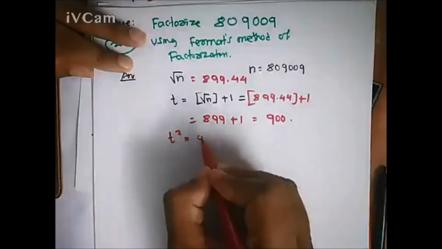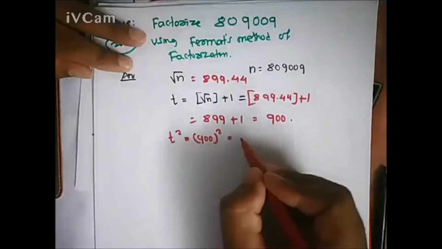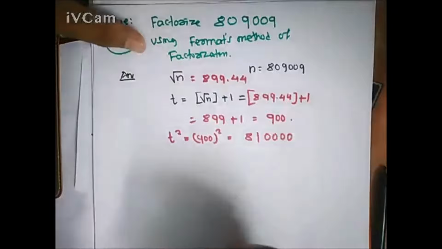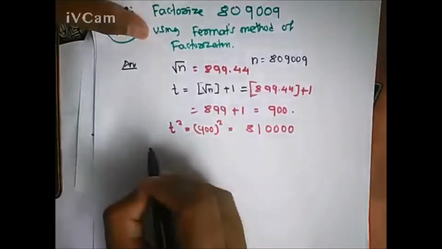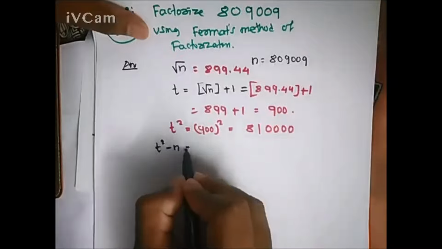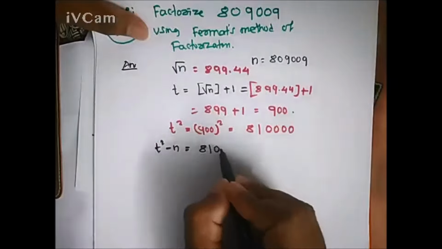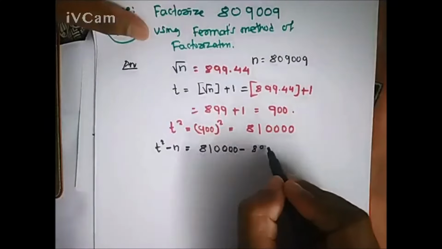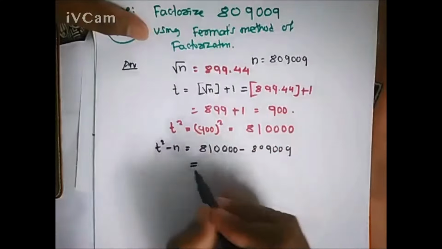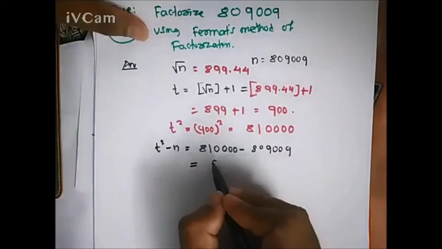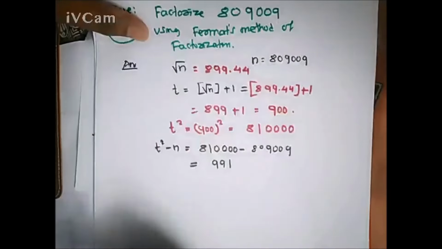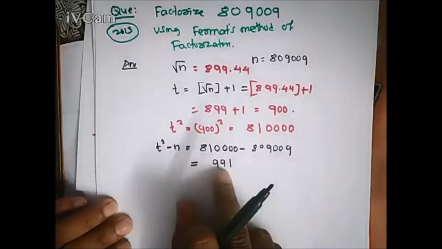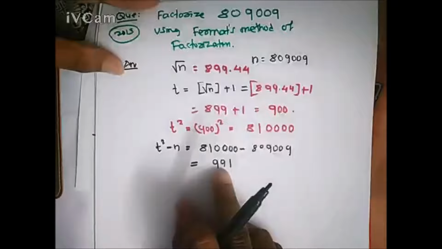t square is 900 square, that is 810000. Now next compute t square minus n. 810000 minus 809009. The value gives how much? 991. Okay. Now our method is saying that if it is a perfect square, now check whether 991 is a perfect square or not.